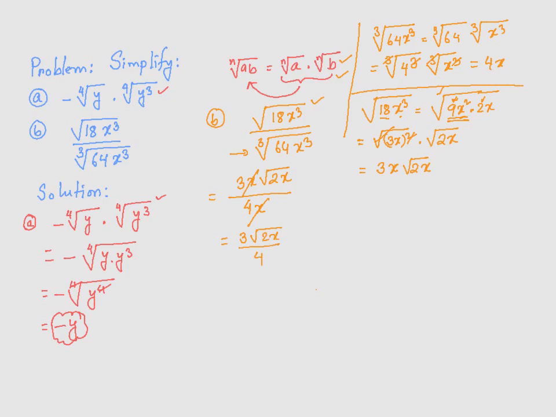By the way, these problems do not have exactly unique answers. So this is one form of the simplified version. But if you were to rewrite it this way, 3 times square root of 2 times square root of x divided by 4, that's also acceptable. That's a valid answer. So not a problem at all. These problems do not have unique answers, but this is a reasonable form. Okay, I hope that this discussion was helpful.